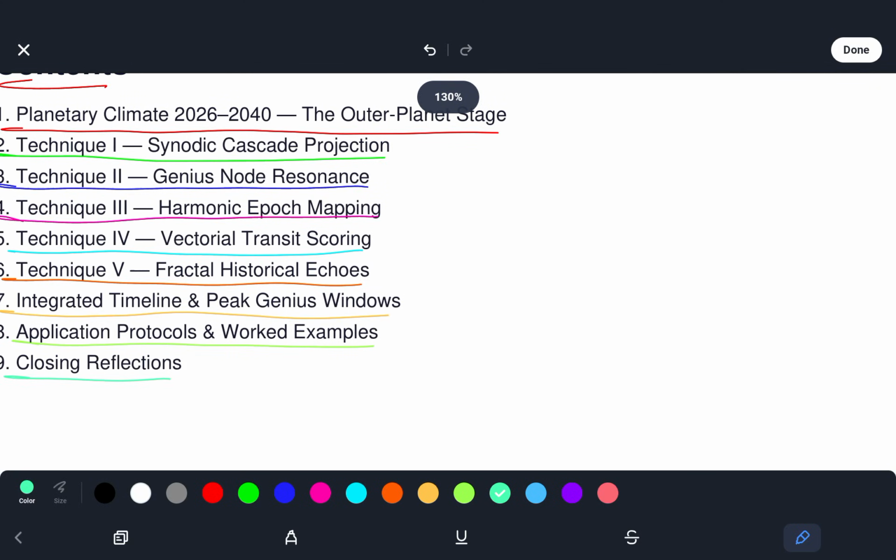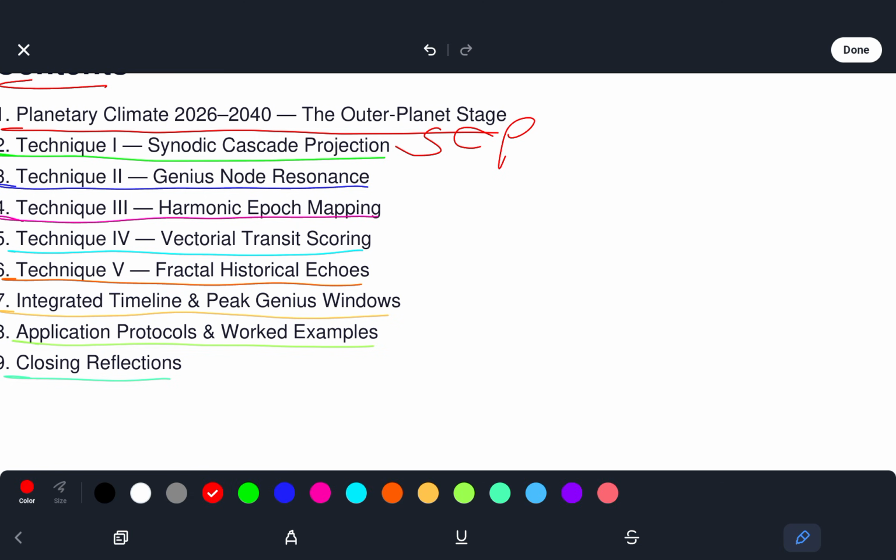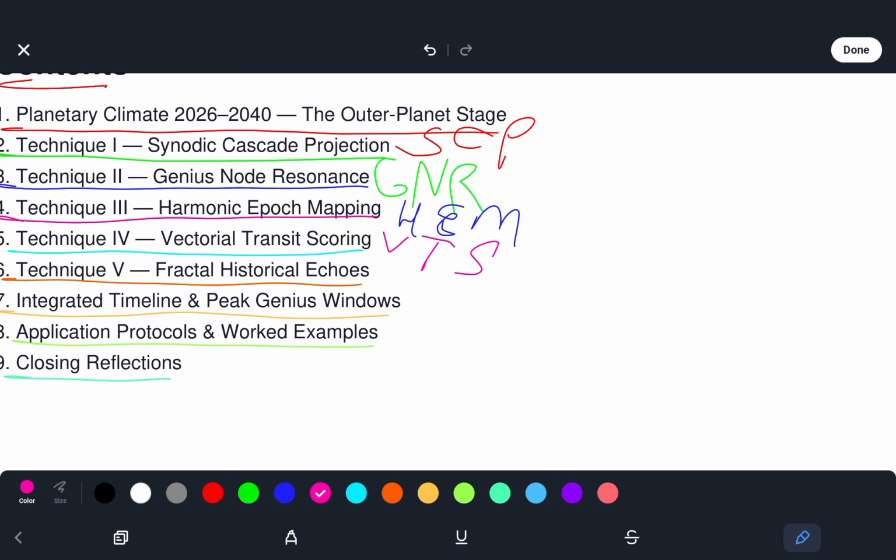So throughout the video, I will be giving these acronyms. CSC for technique 1. GNR for technique 2. Technique 3, HEM. Technique 4 is VTS. And we have FHE for number 5.